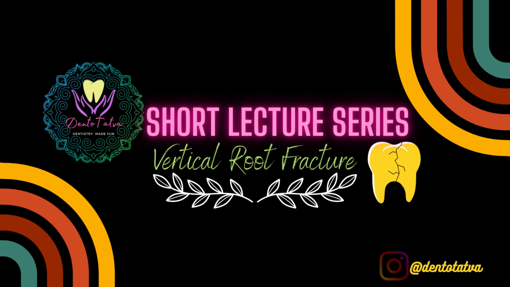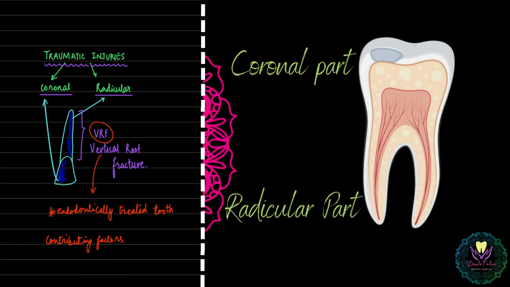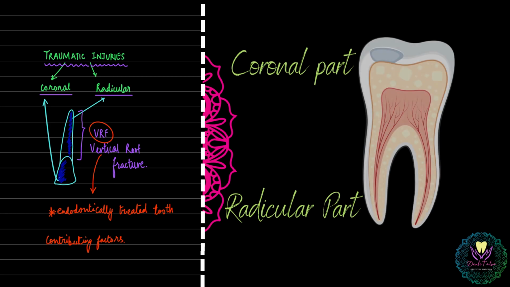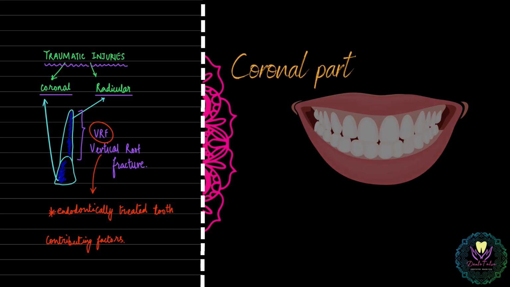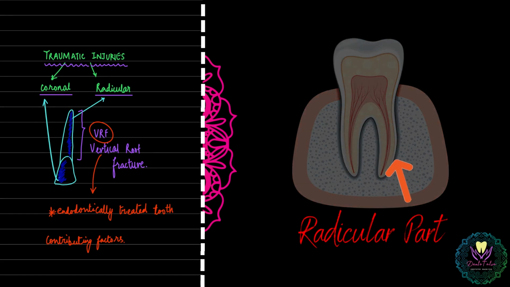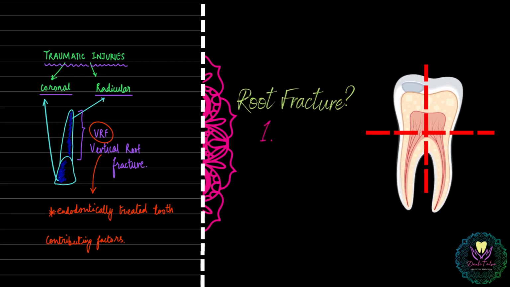In today's short lecture series session, I have picked up an interesting topic, that is vertical root fracture. There are two main parts, the coronal or crown portion, and the radicular or root portion. So when we talk about injury in general, it could be related to the coronal portion, the portion that is visible in the oral cavity, or the radicular portion that is inside the alveolar socket.